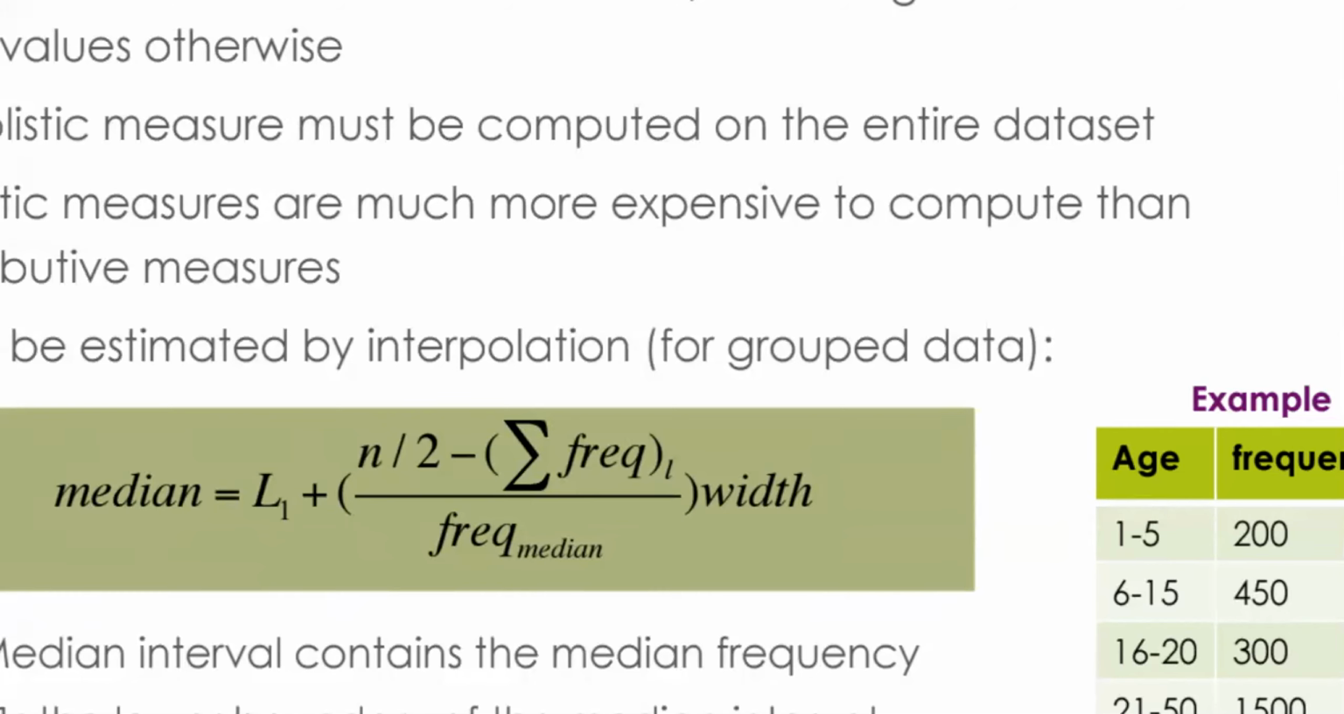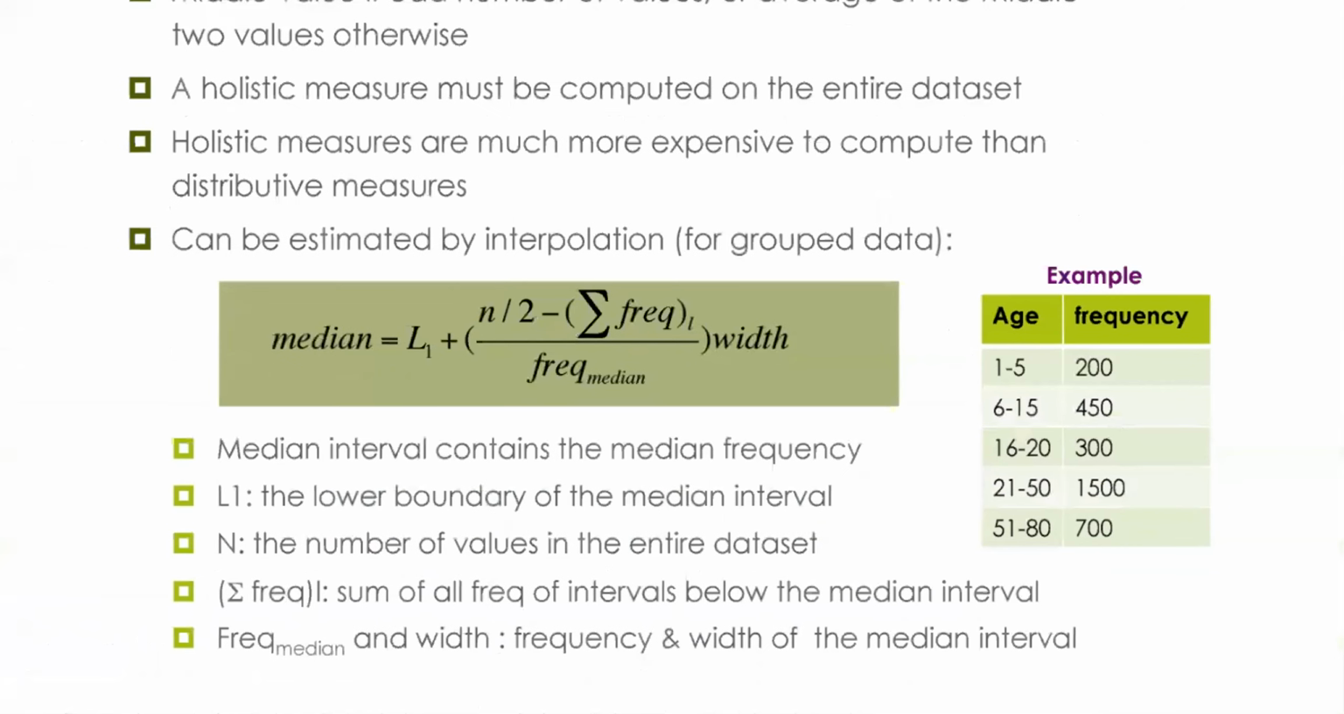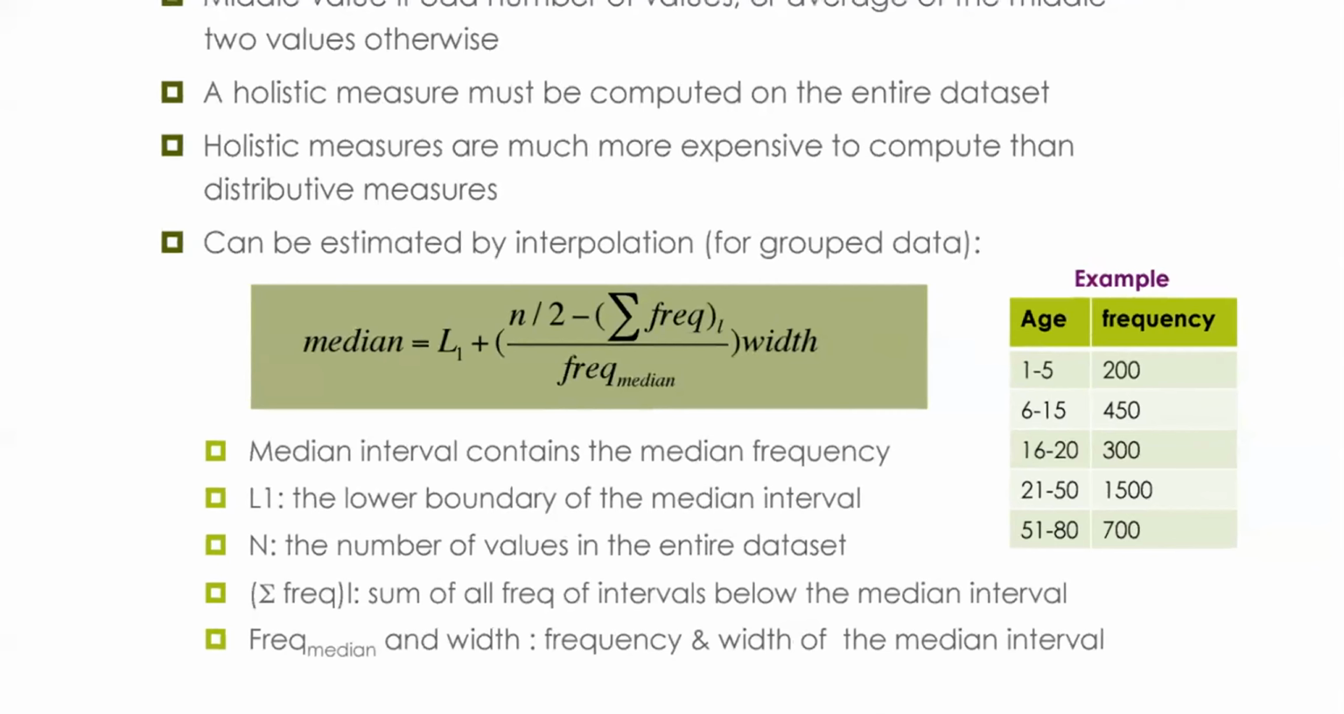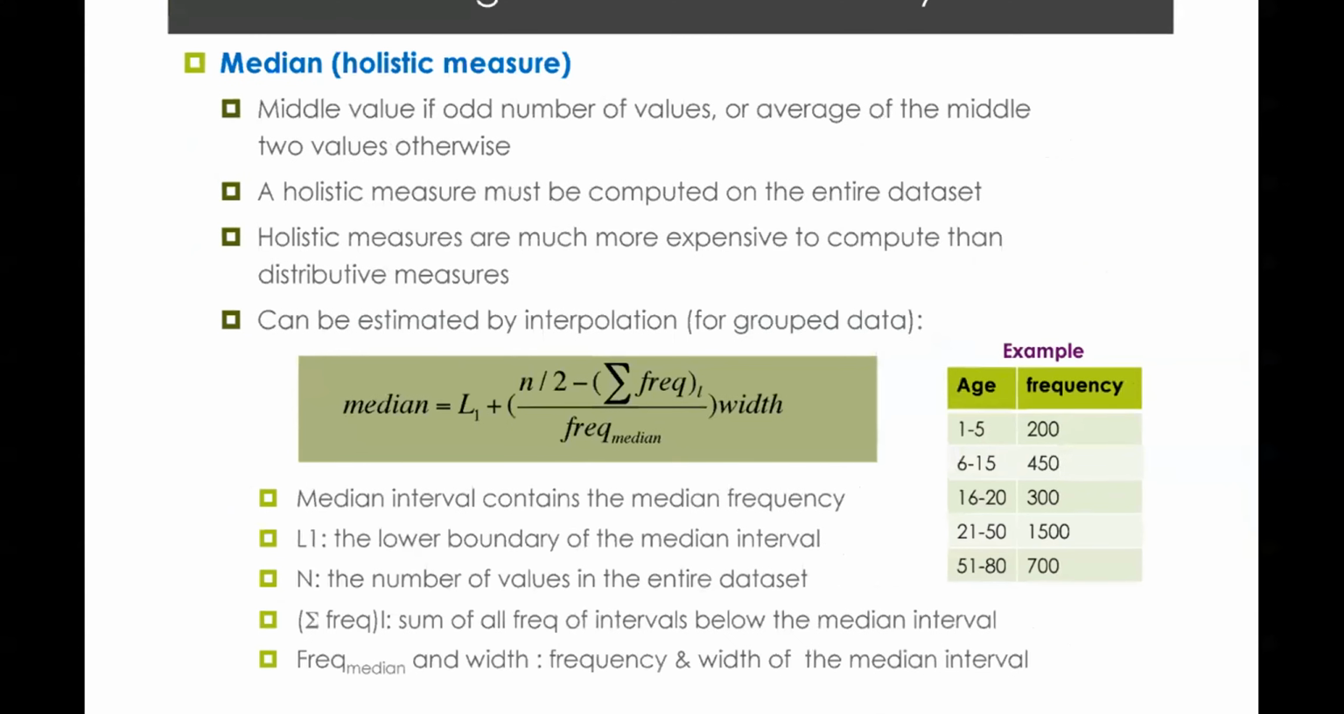See this example. Here, this is the frequency. What is the median value? That is 16 to 20, and the frequency is 300. The median interval contains the median frequency. L1 is the lower boundary, n is the number of values in the entire data set, summation of frequency is the sum of all frequencies of intervals before the median interval, and then the frequency and width of the median interval. This is the way you can find out the median value in the holistic method.